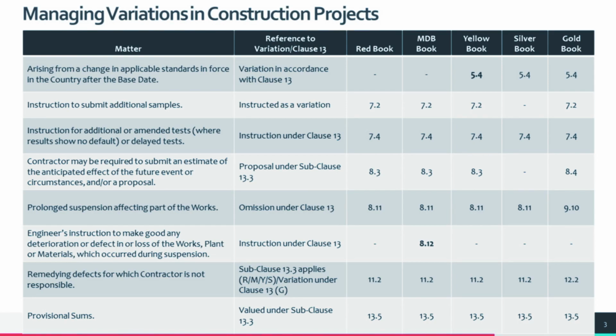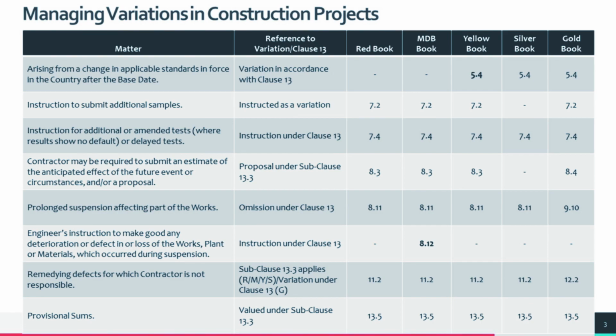7. Instruction to submit additional samples. This is a required action across the red, MDB, yellow, and gold books under subclause 7.2, ensuring quality and compliance through additional sampling. 8. Additional or amended tests when results show no default or are delayed. Uniformly handled across all contract forms under subclause 7.4, providing a standard procedure for extended testing requirements.